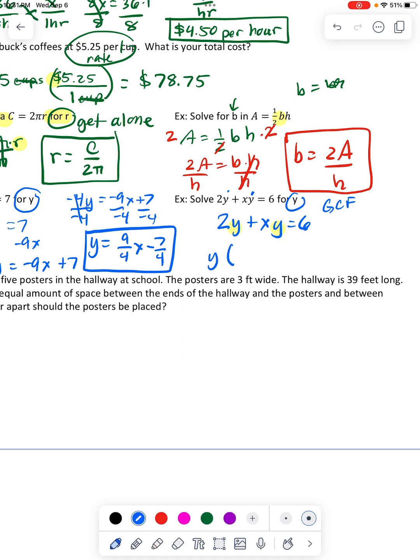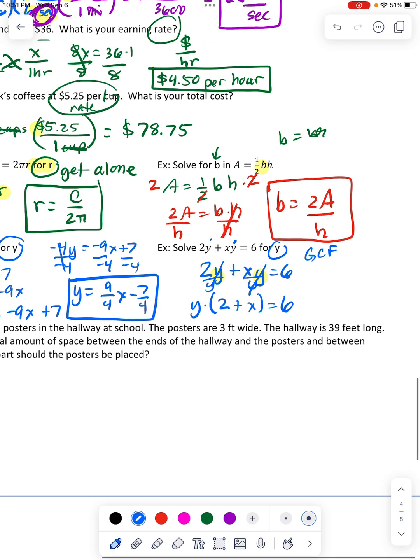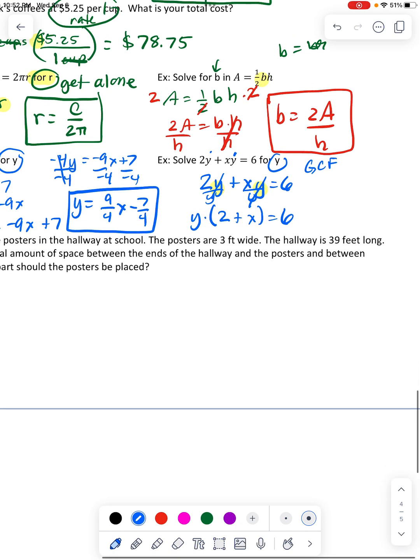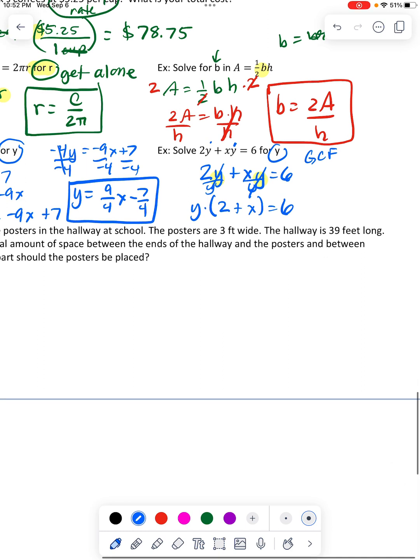And when I do, this term, when you divide it by y, becomes a 2. And then this term, when you divide it by y, becomes an x. Keep in mind, my goal is to solve for y. I'm trying to get y alone. So, okay, that's fine. To get y alone, it's currently multiplied by this whole parenthesis business. So to get it alone, I'm going to divide it by that. So I have my y times 2 plus x equals 6. And I'm going to divide out that whole 2 plus x business.